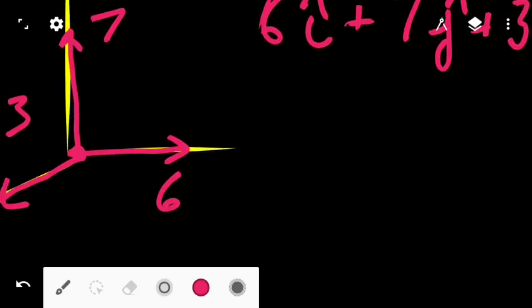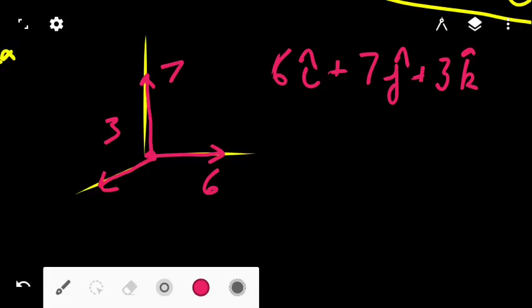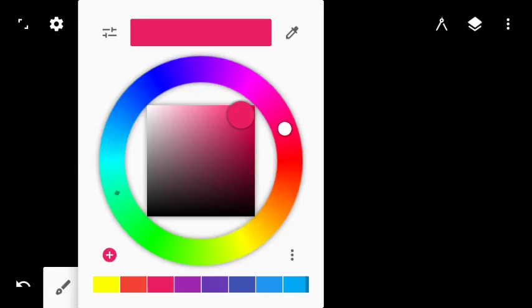So this is very easy. You can easily find the components from the previous video, and I hope you already know that if you study vectors. The next thing that is very important is finding the magnitude.